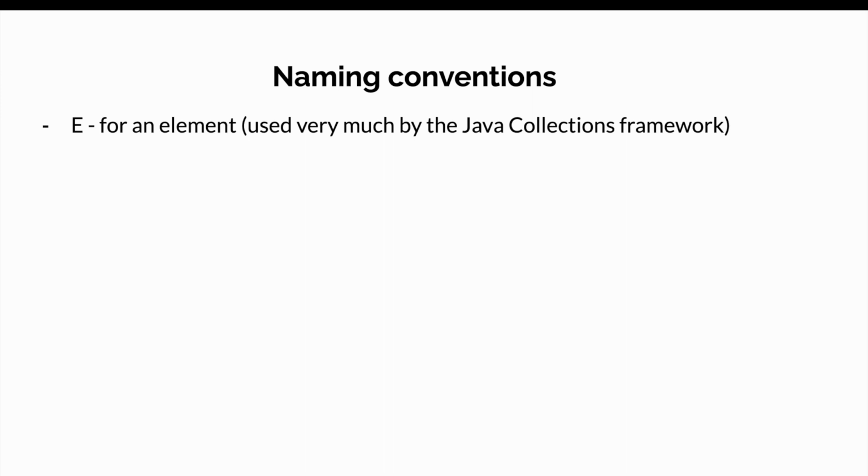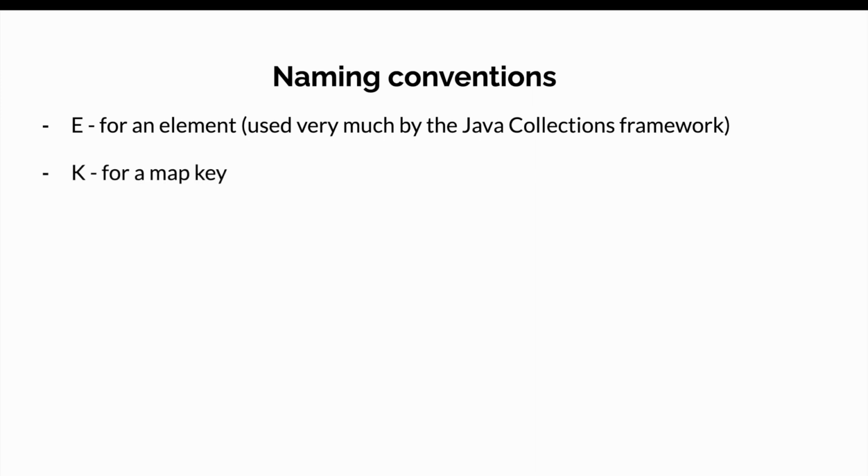Let's get familiar with naming conventions. In our previous video, we already saw E as a type parameter name. Let's get familiar with other types as well. So the first letter is E, and this can be used for elements, and it is specifically used in all collection classes. If you plan to create your own collection, you can use E as the name of your type parameter.